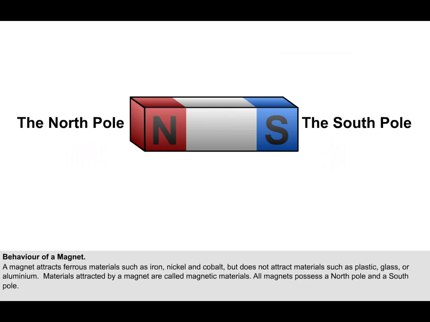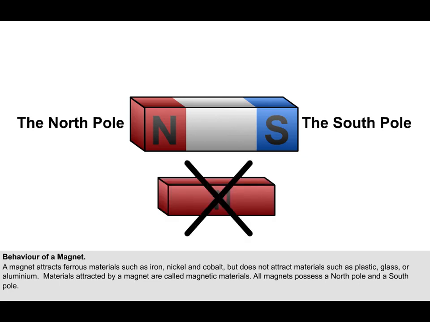When we talk about magnetic polarity, we are talking about the north and south poles of a magnet. All magnets possess a north pole and a south pole. You will never find a magnet that has a single pole.